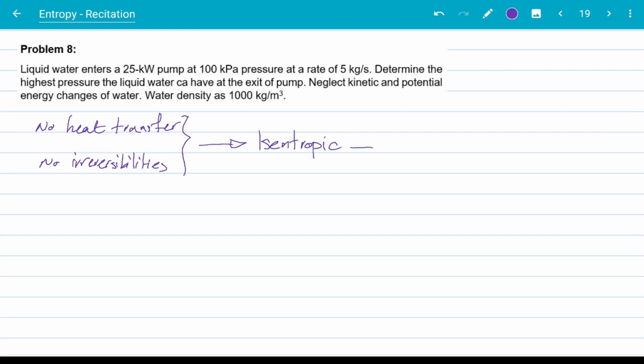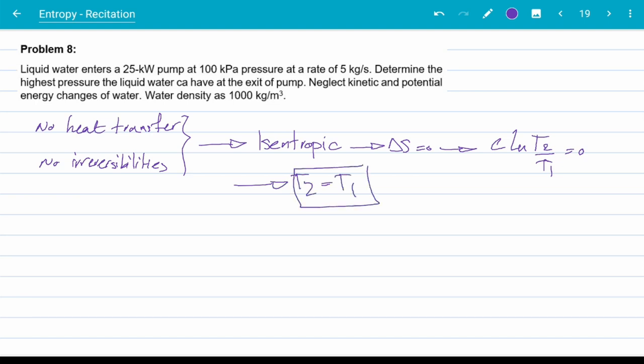Now, isentropic means delta S is zero. For a liquid, that means C natural log of T2 over T1 is zero, meaning T2 is equal to T1. So water goes through the pump without any change in temperature. Now we can use the first law of thermodynamics. I know that first law says Q dot net minus W dot net is equal to, for a pump problem, steady flow problem, M dot delta H.